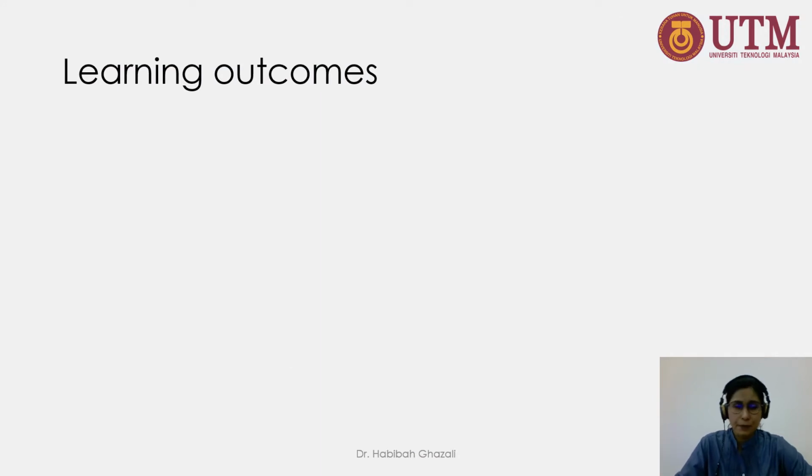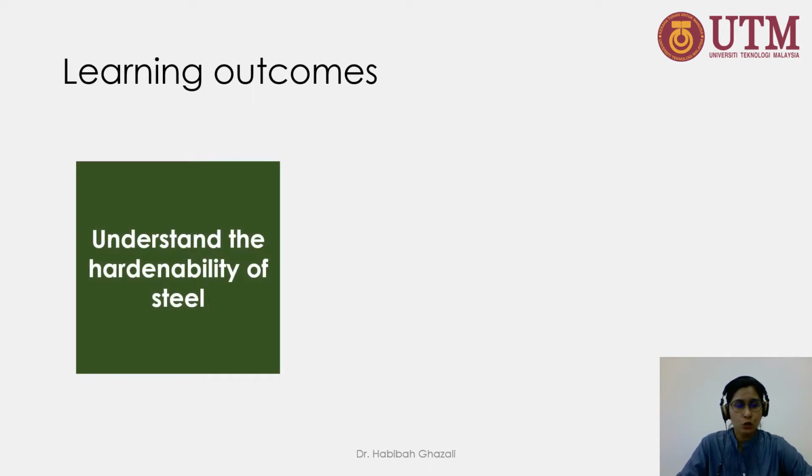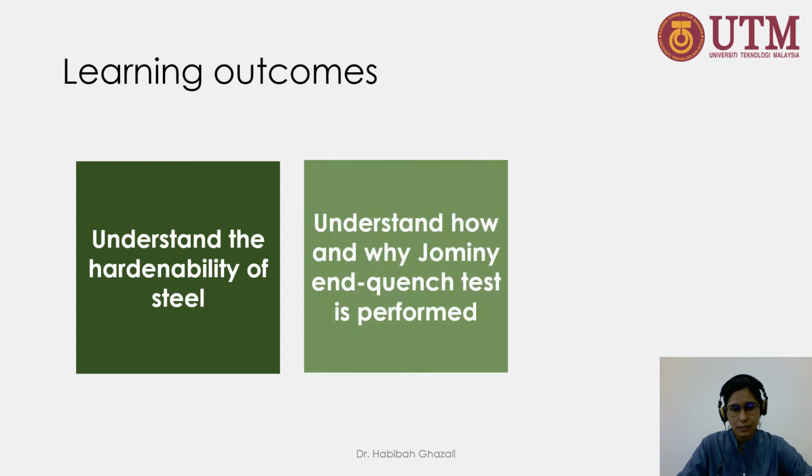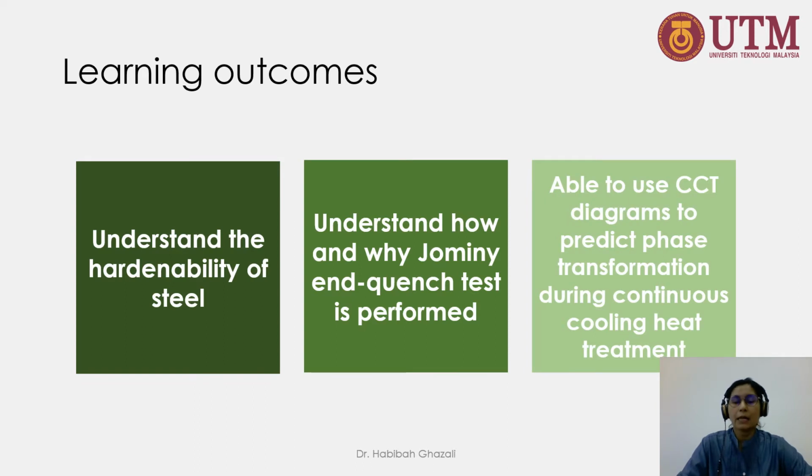As usual, before I start my lesson, I would like to explain some of the learning outcomes that you should achieve by the end of this lesson. You should be able to understand what the hardenability of steel is, understand how and why the Jominy end-quench test is performed, and use the CCT diagram to predict phase transformation during the continuous cooling heat treatment process.